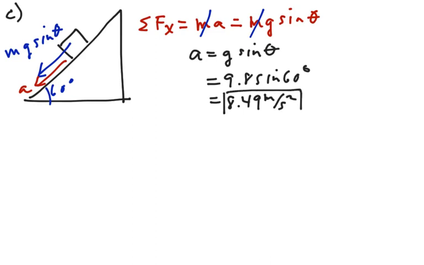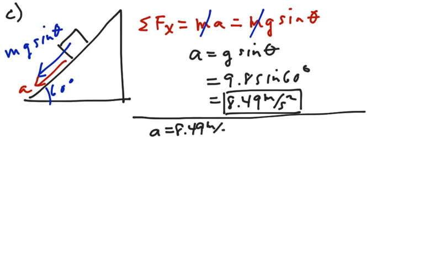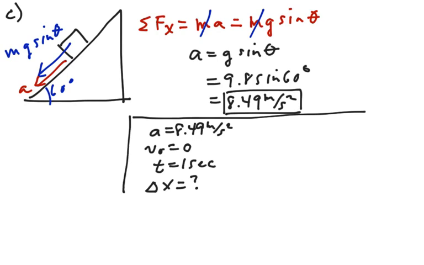Nice to know. I've always wanted to know that, but the question is, how far will it move in 1 second? So, it's a kinematics problem. I have constant acceleration, 8.49 meters per second squared. We're going to start from rest, so our initial velocity is 0. And our time is 1 second. And we want to find our displacement, delta x. So there we have it. We have 3 kinematic variables.